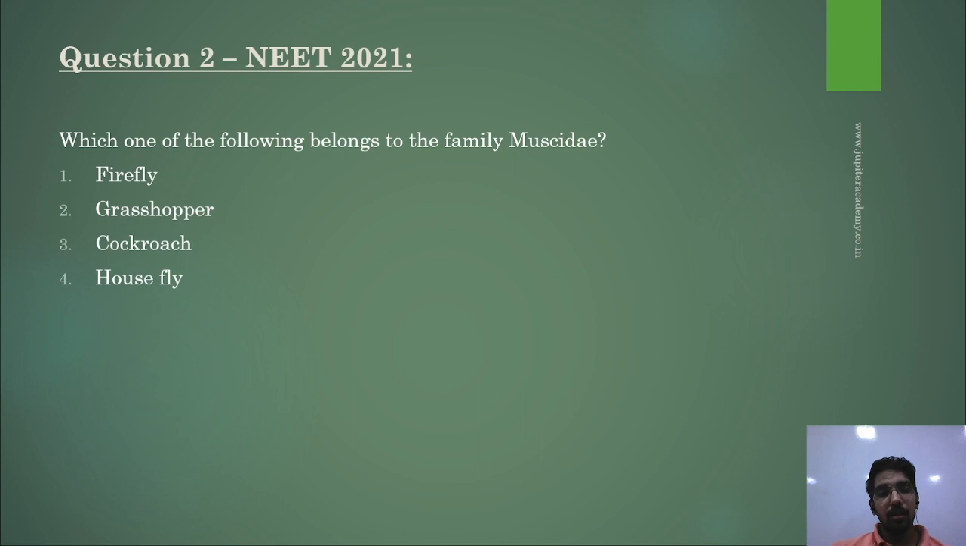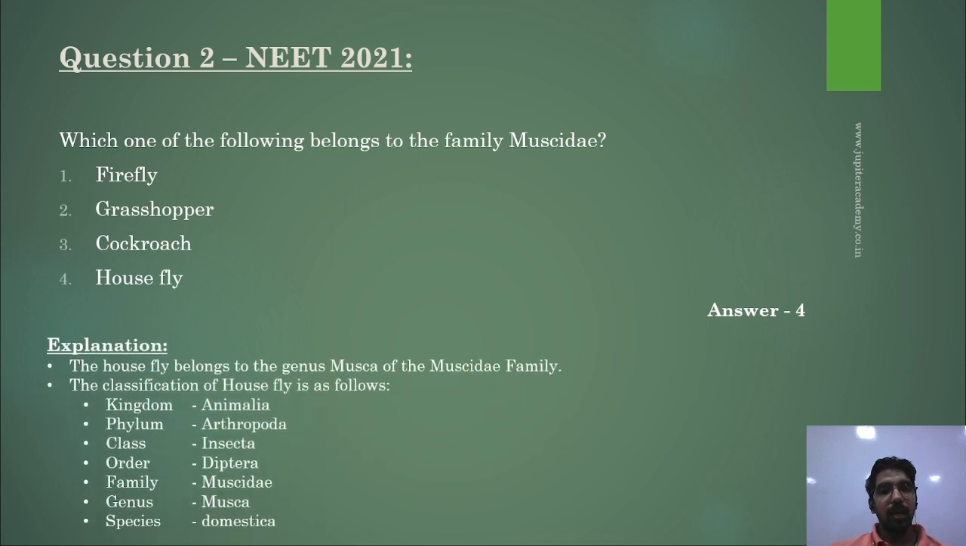We know that the scientific name of housefly is Musca domestica, which indicates that the answer could be housefly. So yes, the answer is option 4. The explanation is that the housefly belongs to the genus Musca of the Muscidae family. The classification of housefly is as follows: kingdom Animalia, phylum Arthropoda, class Insecta, order Diptera, family Muscidae, and genus and species Musca domestica, which is also its scientific name.